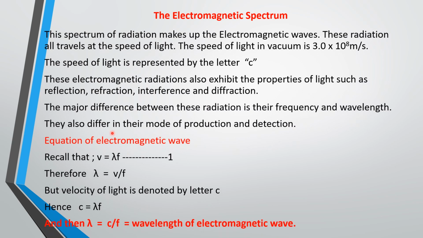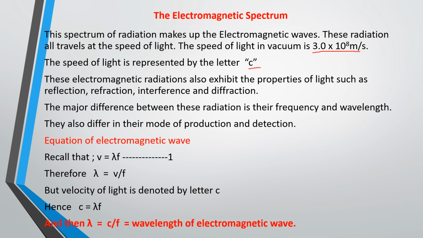So we have looked at the electromagnetic spectrum. In this particular part, we look at the formula for the wavelength and the velocity of light. We have seen that the spectrum of radiation makes up the electromagnetic waves, and all these waves travel at what? The speed of light. And the speed of light in vacuum is equal to 3.0 times 10 raised to power 8 meters per second. The speed of light is represented by the letter C.